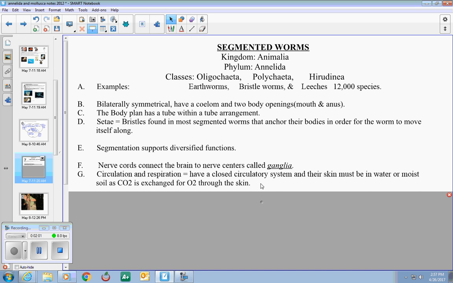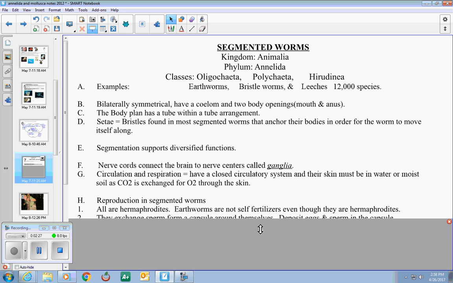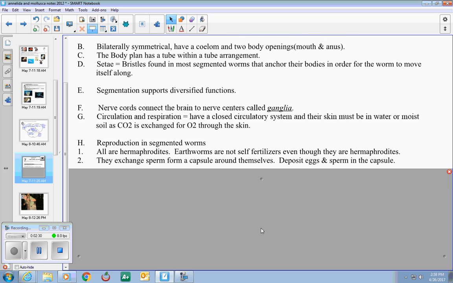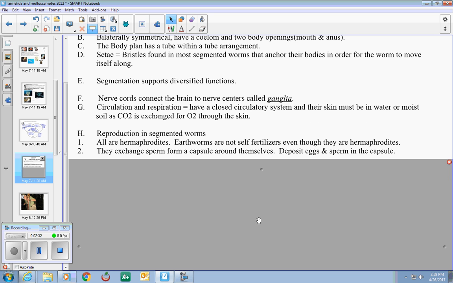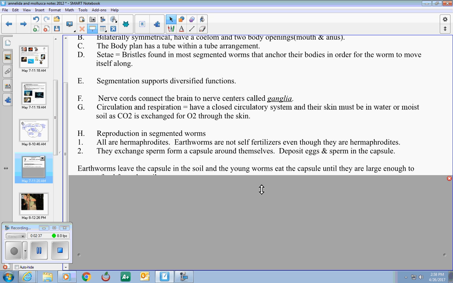And we have a closed circulatory system, so all the blood is going to be inside blood vessels. Whereas an open circulatory system, the blood just sort of bathes over the tissue. This is actually going to be delivered inside of a blood vessel. All of the segmented worms have to stay moist or be in water, because they actually exchange their oxygen through their skin. We're going to discuss the reproduction for each one separately.